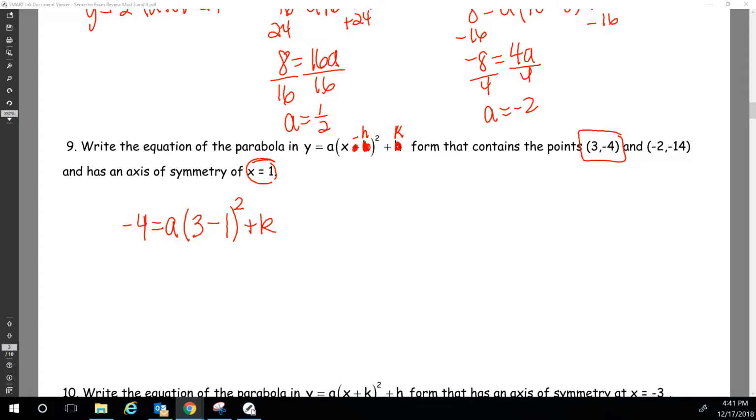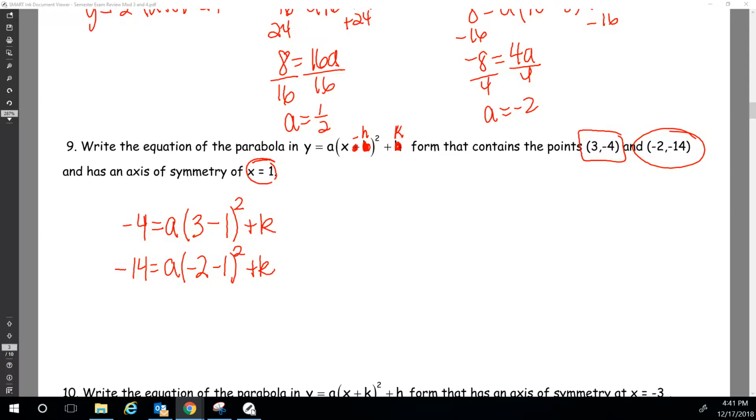All right, now doing it for the second point here, my y value is -14. I still don't know a. My x value is -2 minus 1 squared, and we don't know k. If you're not one of my students, this is a cursive k here. You're going to see your professors write it like that in college, so I'm getting you warmed up to that idea.